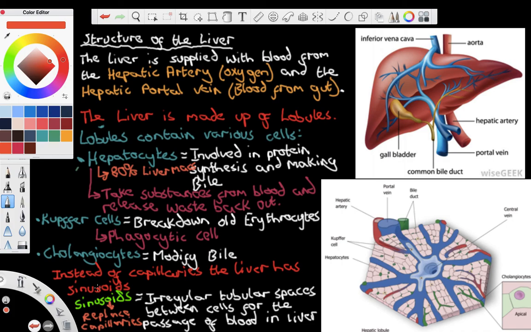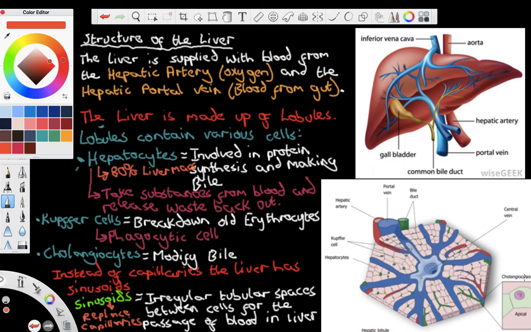So the liver is supplied with blood from the hepatic artery, which carries oxygenated blood, and from the hepatic portal vein, which carries nutrient-rich blood. The liver is made up of lobules, and a lobule is shown down here. In the middle, you would have the central vein, and around it you would have all of these Kupffer cells, hepatocytes, and this one that I can't pronounce, cholangiocytes. Hepatocytes are involved in protein synthesis and making bile.